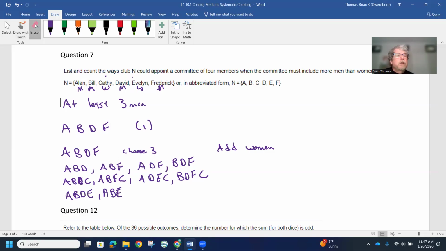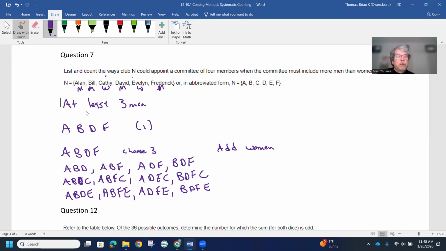I think you're starting to see the pattern here now. My eraser does not like to cooperate here. It does not like to erase. So ABF and Evelyn. And we could do ADF and Evelyn. And BDF and Evelyn.